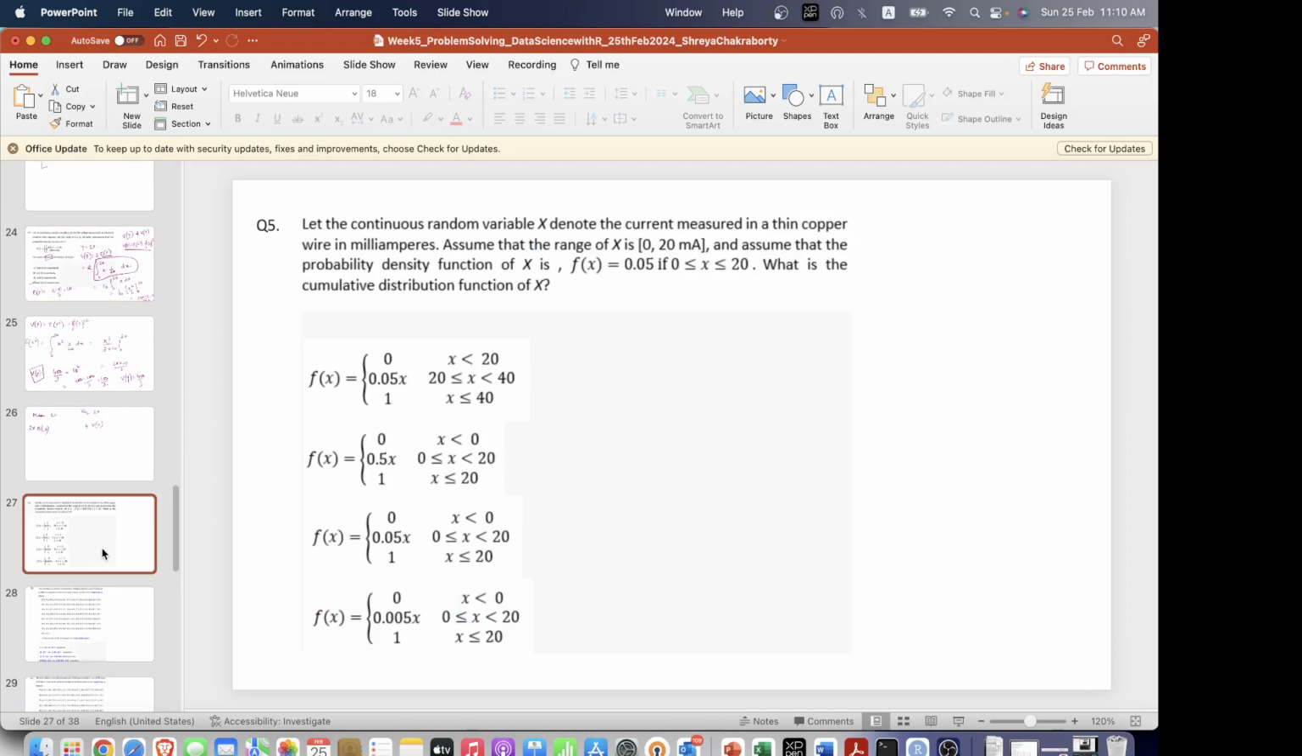So the question is, let the continuous random variable x denote the current measured in a thin copper wire in milliamperes. Assume that x ranges between 0 to 20. Assuming that the probability density function is this, what is the cumulative distribution function of this? Okay. So the cumulative distribution function of this.